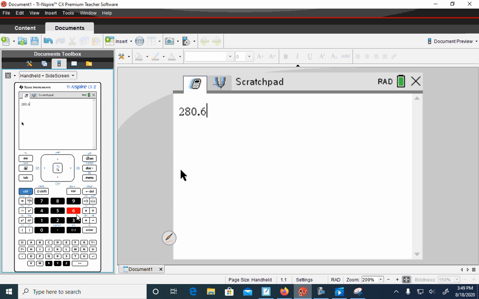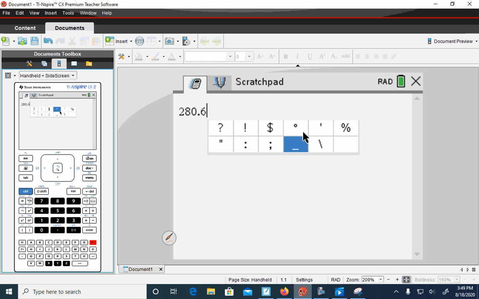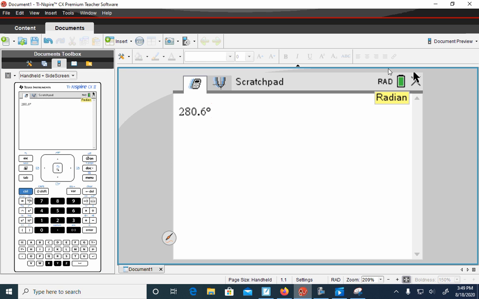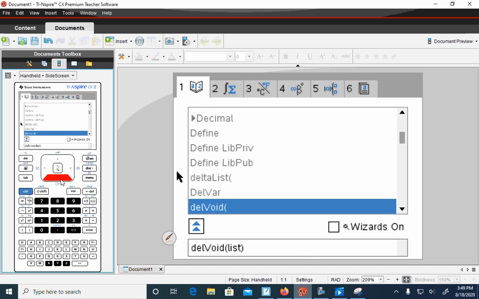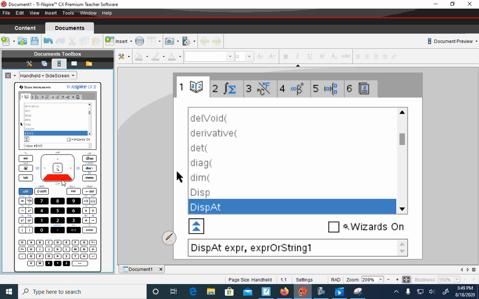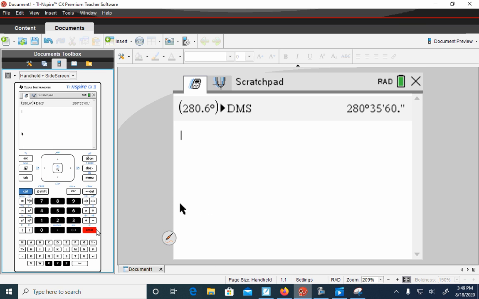Remember, I need that degree symbol to tell my calculator that I am in degrees, because right now my calculator is set in radians. And I am going to change that to degree, minutes, seconds, so I'm going to hit the book. Last time I worked on a problem, I was changing it to degree decimal, so I'm going to scroll down till I see that notation for degree, minute, seconds, which is that DMS. Hit enter again. To do a quick check, the 280 degrees will not change.